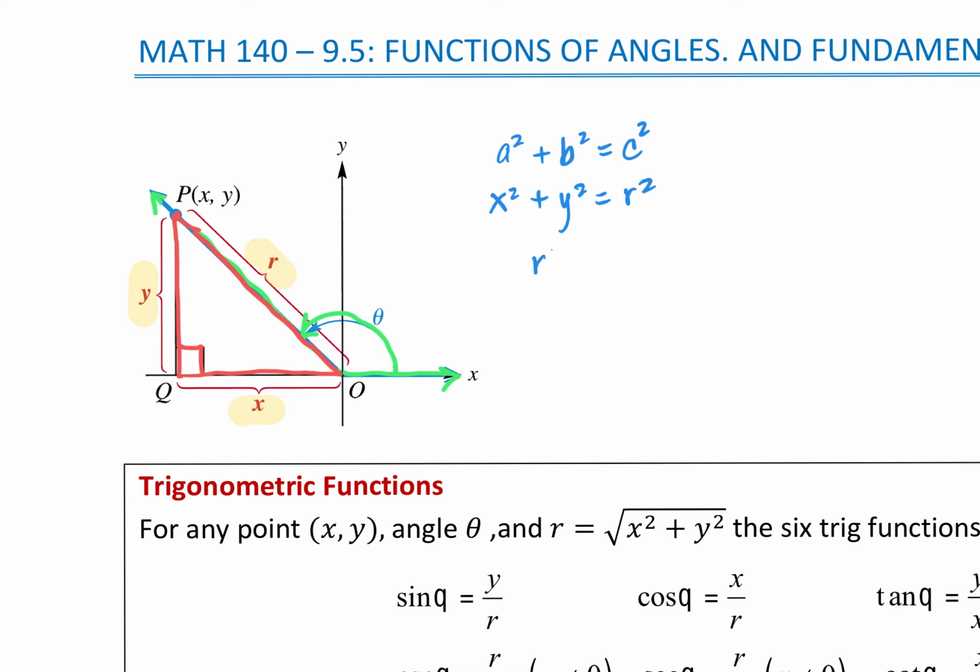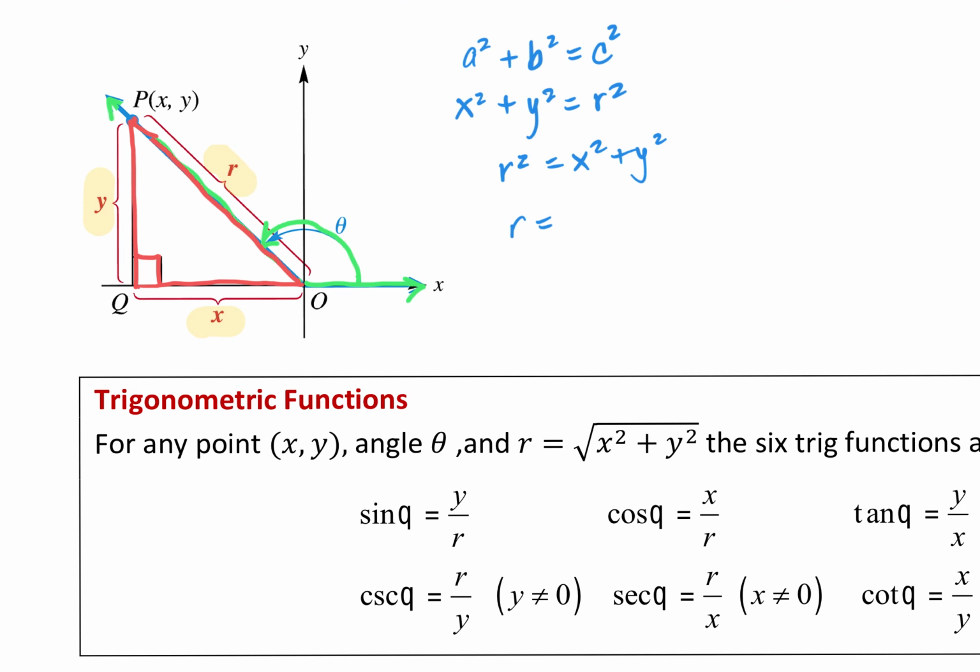Now I'm going to go ahead and just rewrite this because I want to solve this for r. At this point, I would square root both sides. Normally, we would add a plus minus, but since this distance from the origin out to the point, that r distance is always going to be positive, I can just write r equals the square root of x squared plus y squared.